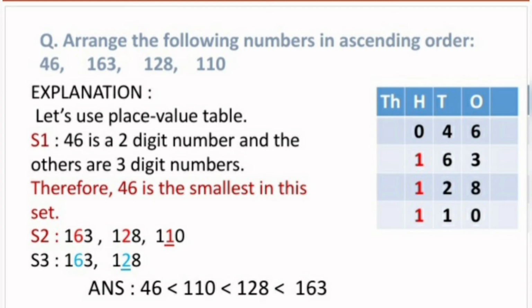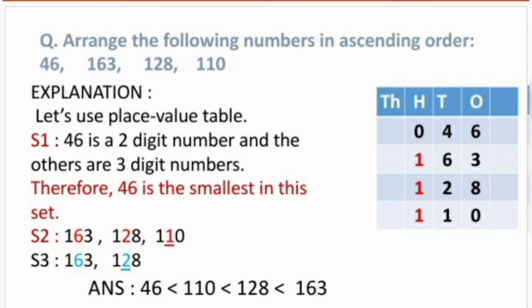Here the numbers given are 46, 163, 128, and 110, which you have to arrange in ascending order. First step, that is you have to write the places and write the digits in appropriate column, which is shown here in the table. So you can see that 46 is a 2-digit number, whereas the other numbers are 3-digit numbers. So clearly 46 will be the smallest number in the set given, which is written in the answer step, the first number given as 46.